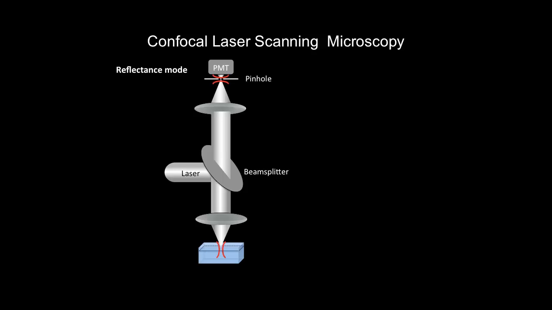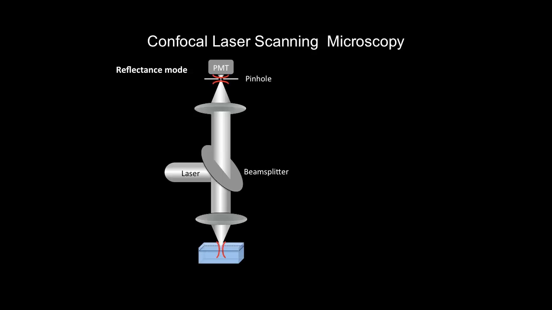Now, this technique can work in the reflectance mode, when the wavelength of the excitation is the same as the wavelength of the emission. We have a beam splitter here that directs a portion of the laser light into the sample, and then it collects the signal from the sample. I mean, it transmits the signal from the sample to the detector through the pinhole.